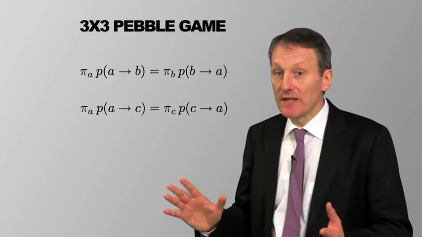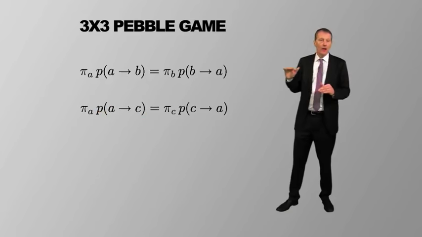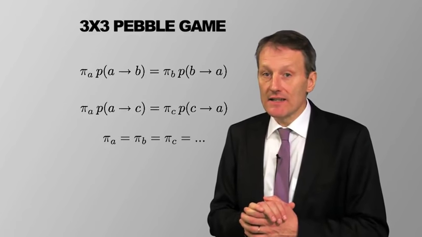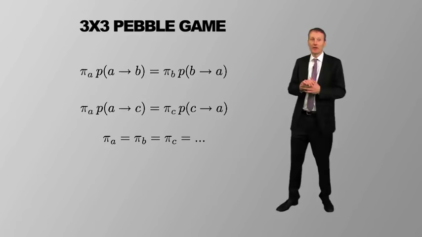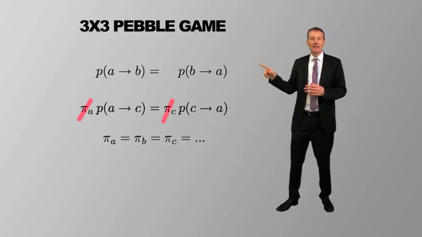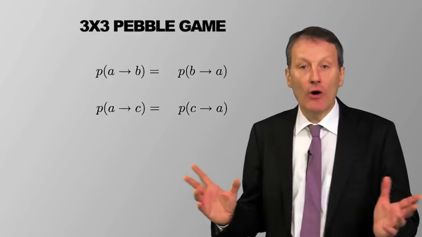In our 3x3 pebble game, we want to sweep out evenly all the configurations. We want to have π(A) equals π(B) equals π(C), and so on. This implies that we need to have the probabilities P(A→B) equal to P(B→A), and P(A→C) equal to P(C→A). How can we implement this?